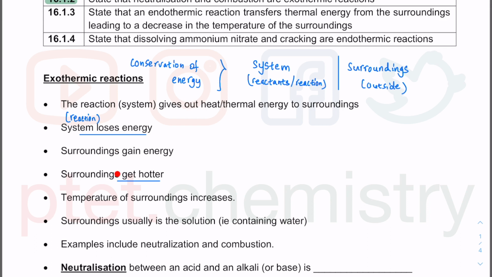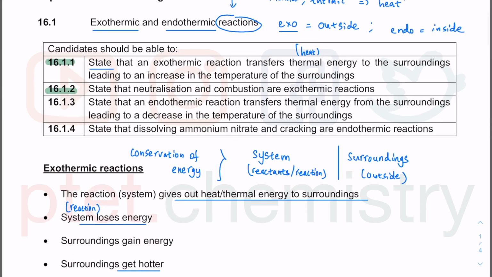You could work backwards. Why does the temperature get hotter? Why does the temperature of the solution increase? Because it gets hotter, because it must gain energy. Where does the energy come from? It comes from the system, from the reaction, losing energy. Why does the reaction lose energy? Because the reaction gives out heat energy or thermal energy to the surrounding. That is basically what they're saying.